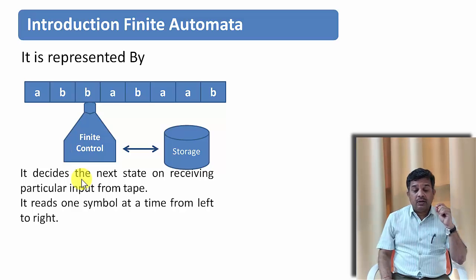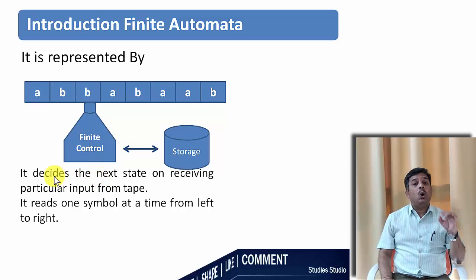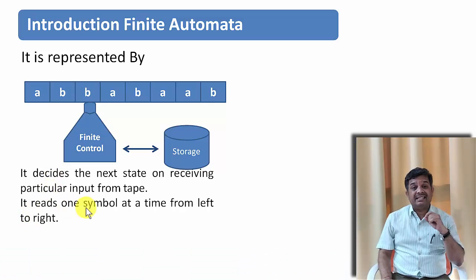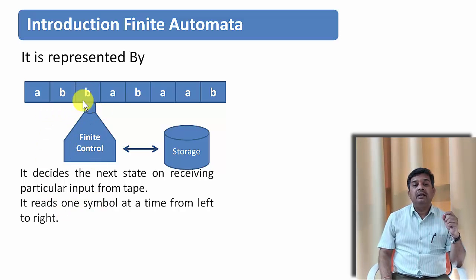Next thing is the finite control. The finite control decides the next state on receiving a particular input from the tape. It reads one symbol at a time from left to right, and then on receiving a symbol decides which state the system will go to.